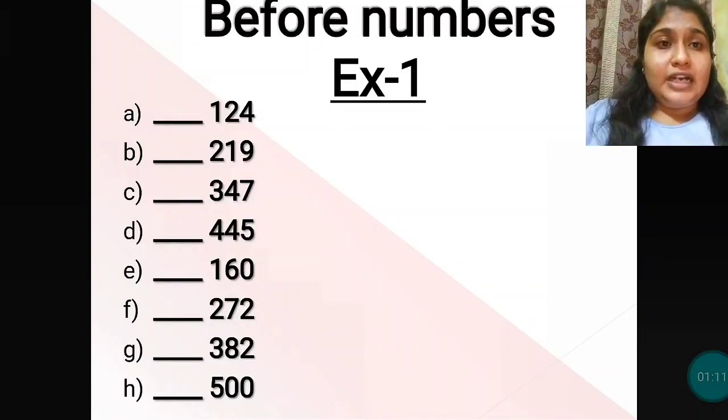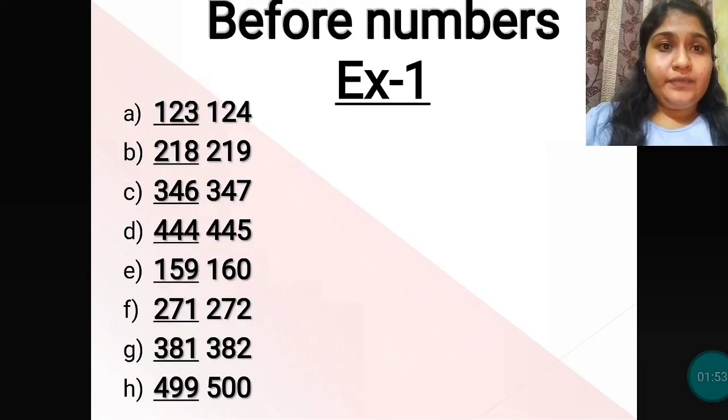So students, take out your maths notebook and write down before numbers. Exercise 1. So here as you can see from A to H, different figures are given and we have to write down their before numbers. First, 124, 219, 347, 445, 160, 272, 382 and the last is 500. So students, in these blanks we have to write down the before numbers.